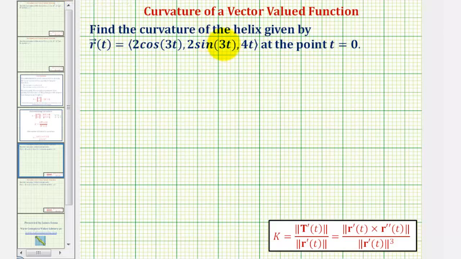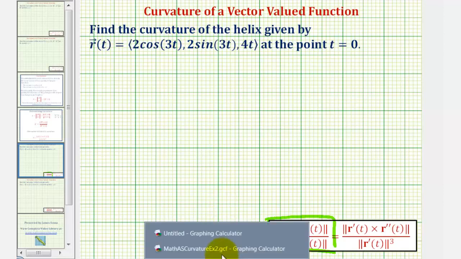We want to find the curvature of the helix given by r of t at the point when t equals 0. We just did this problem using this formula for curvature. I thought we'd do this again, and this time use this formula to determine the curvature of the helix when t equals 0. We have the magnitude of the derivative of the unit tangent divided by the magnitude of r prime. And remember, when finding the curvature, we're determining the reciprocal of the radius of the circle of curvature.